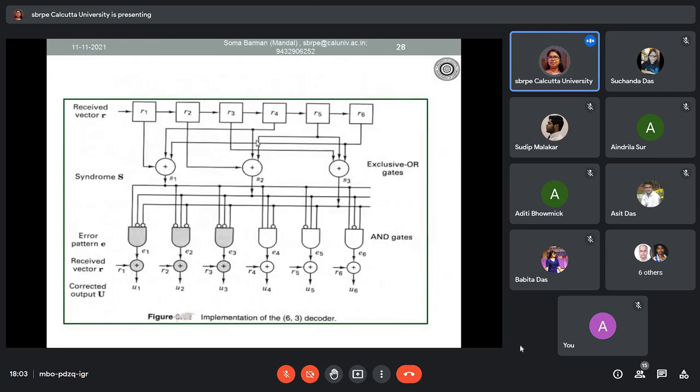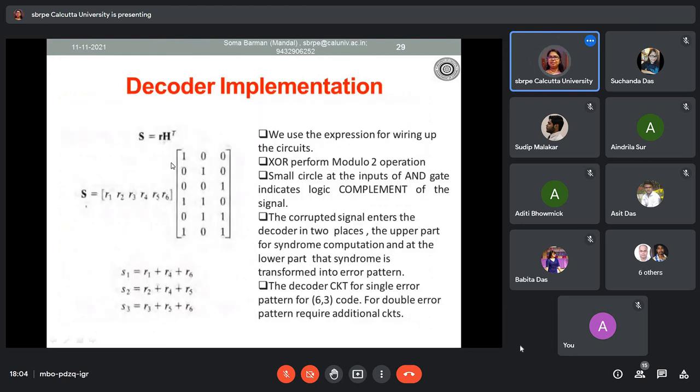So S1, S2, S3, and the received code vector has a code word length of 6, so R1, R2, R3, R4, R5, and R6. And S1, S2, S3 are generated as the modulo operation of the received code word vector. Now, which received bits are added will follow this H matrix, this is the H transpose matrix.